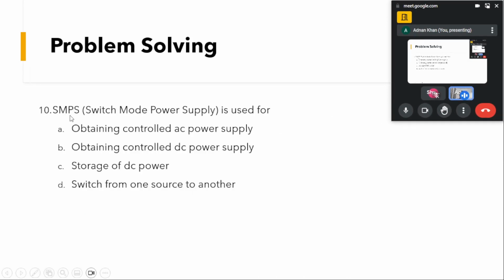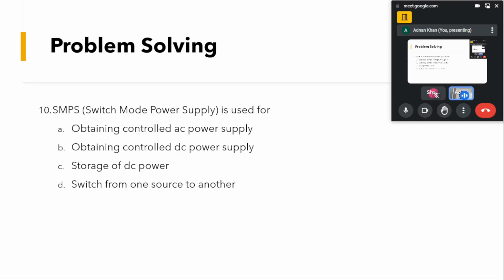Coming to question number 10. SMPS, switch mode power supply, is used for: A. Obtaining the controlled AC power supply. B. Obtaining the controlled DC power supply. C. Storage of DC power. D. Switch from one source to another. I think you should be able to guess the answer to this question. Can you guess what the answer is?